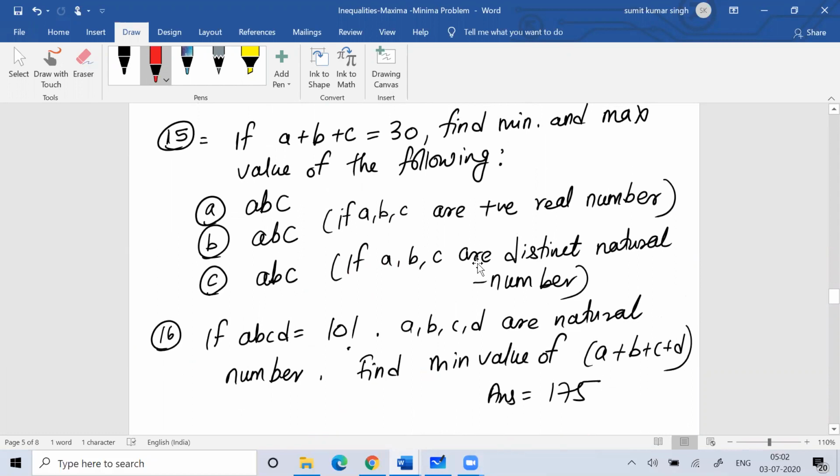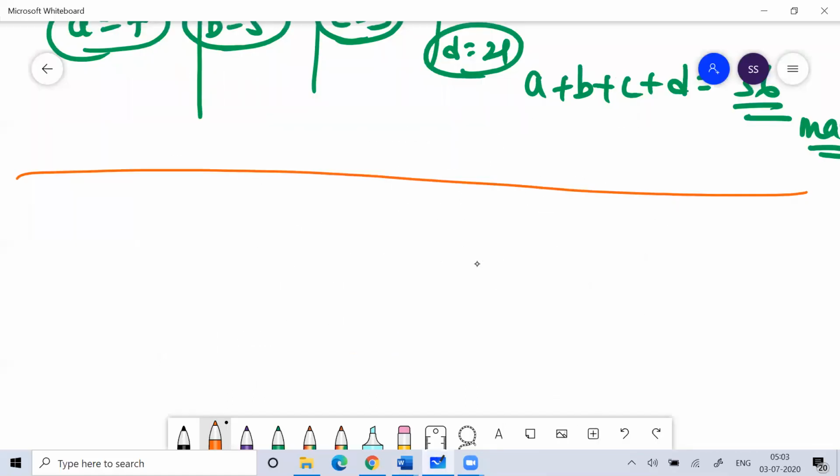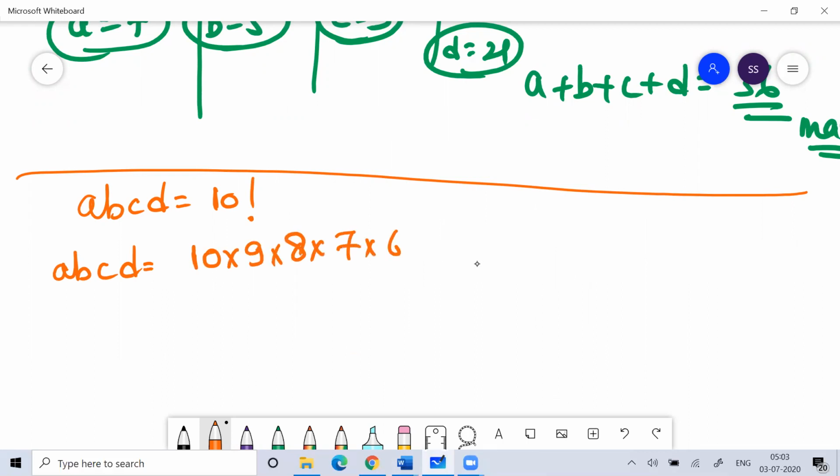You can see question number 16: if abcd is 10 factorial and a, b, c, d are natural numbers, what is the minimum value of a plus b plus c plus d? So abcd is equal to 10 factorial, and a, b, c, d are natural numbers. What is 10 factorial? 10 factorial is 10 into 9 into 8 into 7 into 6 into 5 into 4 into 3 into 2 into 1.